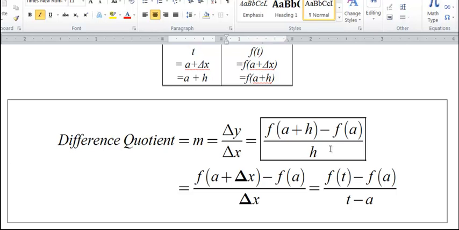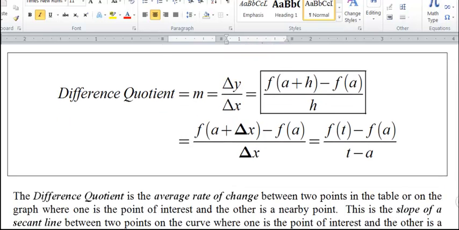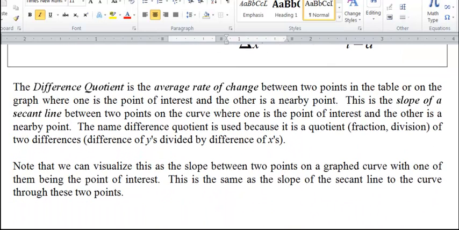I normally think of the one in the box as being the main way we would write a difference quotient, but actually all of these are really the same thing. It's nothing more than just the slope formula. But specifically, we're thinking of the point a, f of a, as being a point of interest, and we're going to a nearby point for some small delta x, that is some small h, and finding the point there, then finding the slope. So notice that the difference quotient is the average rate of change between 2 points in the table or on the graph, where one is the point of interest, the other is a nearby point, and that's going to be the slope of a secant line between 2 points on the curve, where one is the point of interest and the other is a nearby point. We'll look at this graphically, visually here in just a few minutes.